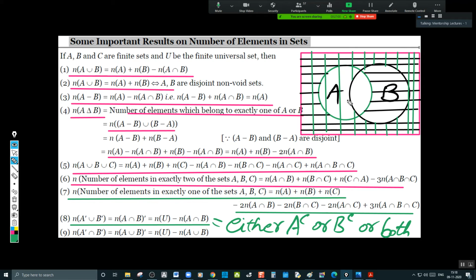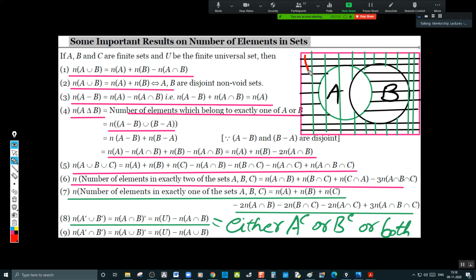So I can observe that this white area is not included in that one. This white area is not included in that one. That is the reason why we subtracted from the total universal set. That's what he did. N of U minus N of A intersection B. Are you there, every one of you? Please respond. I have drawn the diagram.